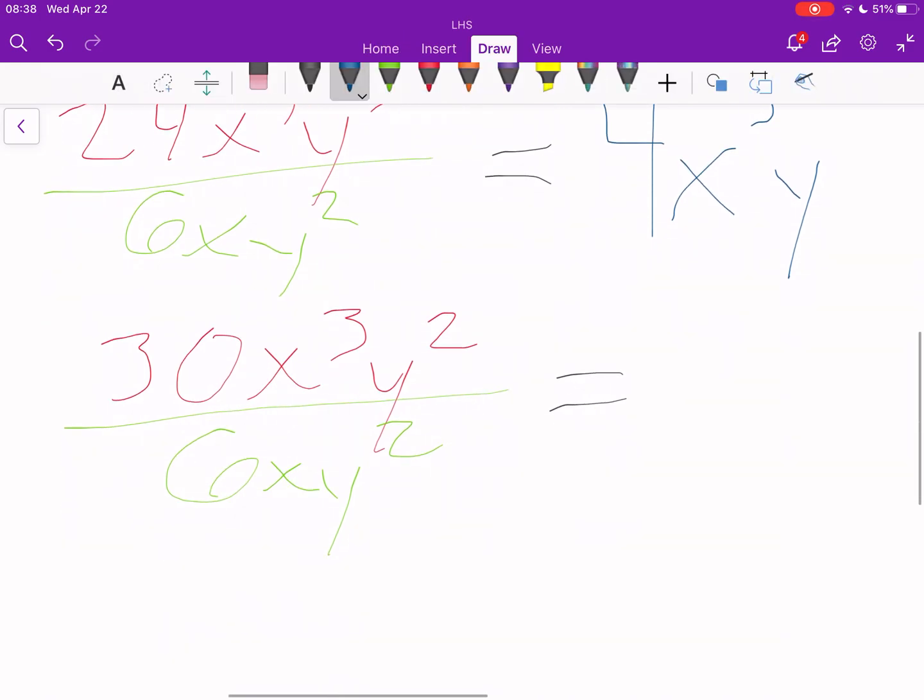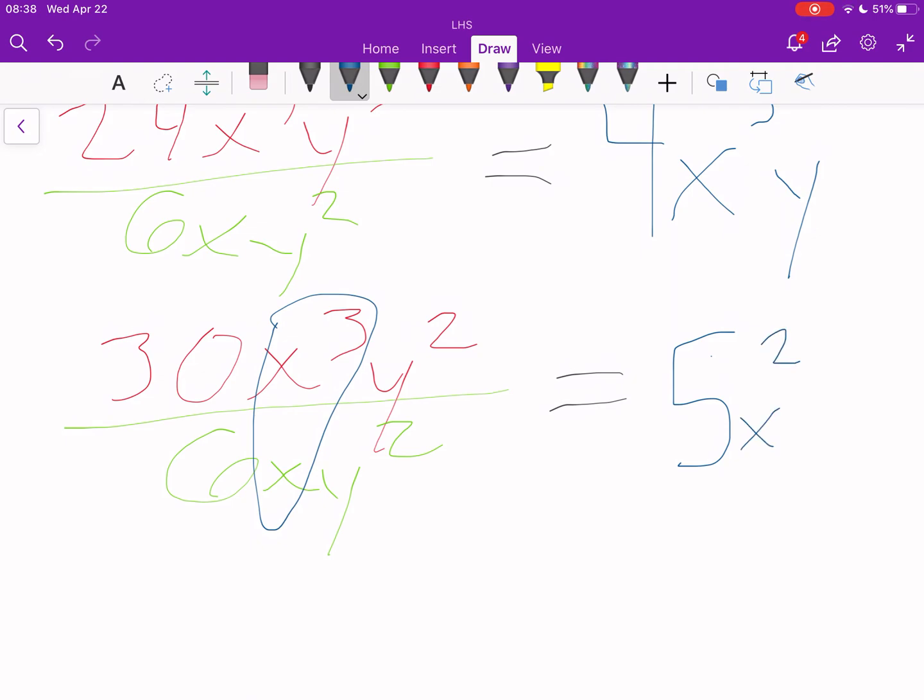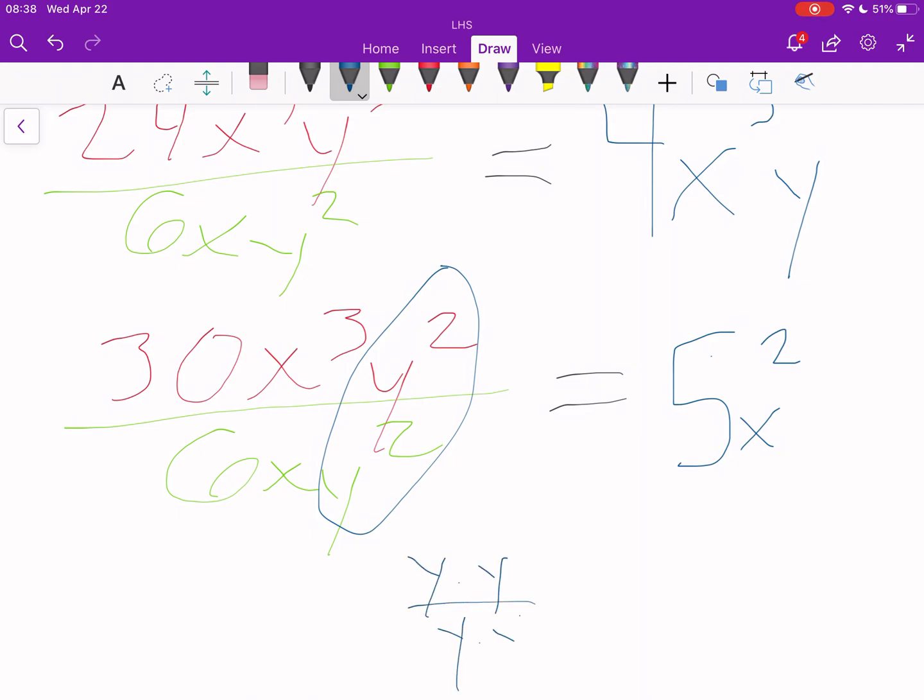Final piece. Let's divide the numbers first. 30 divided by 6 is going to be 5. Now let's take a look at the x's. x to the power of 3 divided by x to the power of 1 gets me x to the power of 2. Okay, 3 minus 1 is 2. And then over here, let's take a look at the y's. I've got a y to the power of 2 over a y to the power of 2, which end up canceling out, right? 2 minus 2 is 0. So I don't have any y's left.